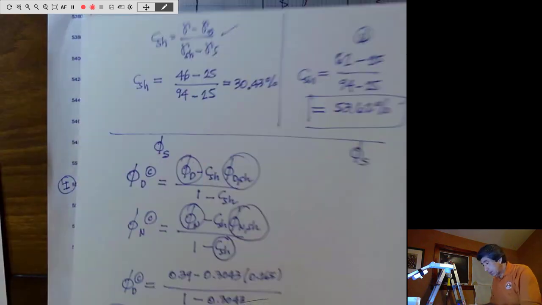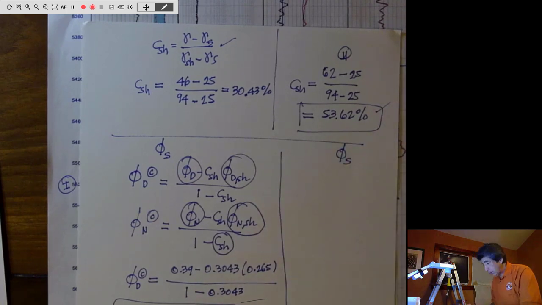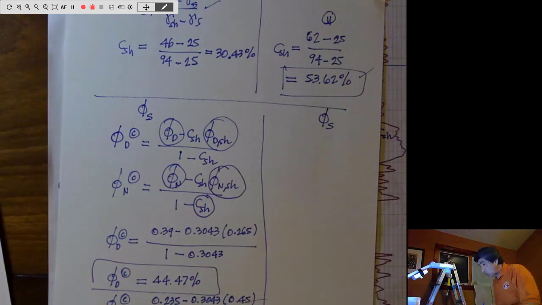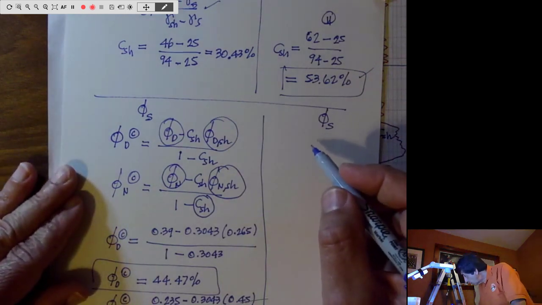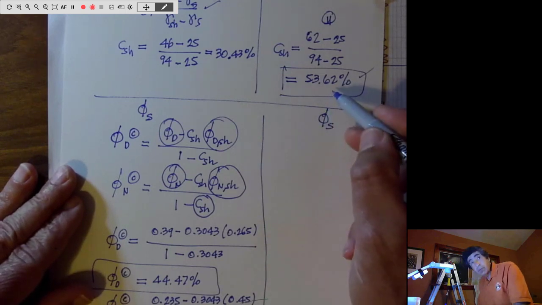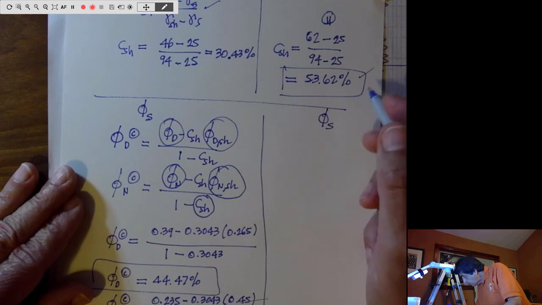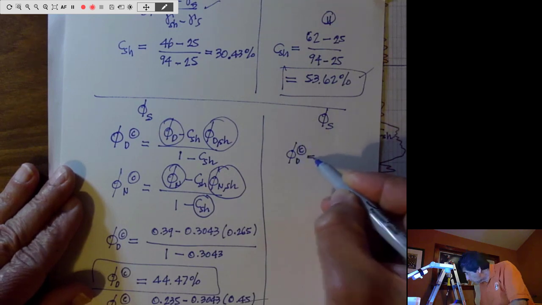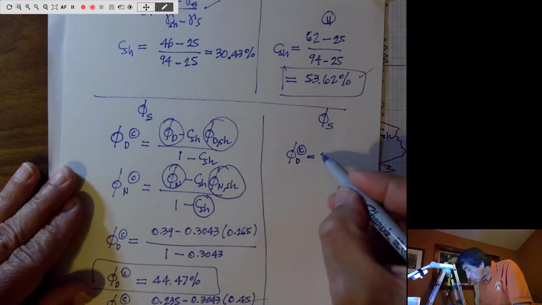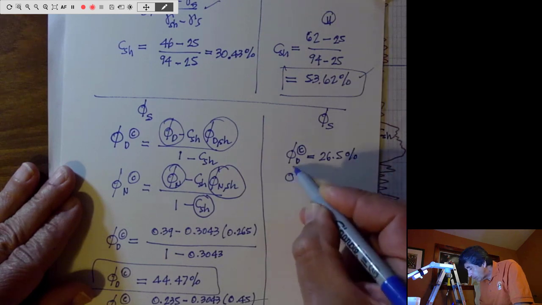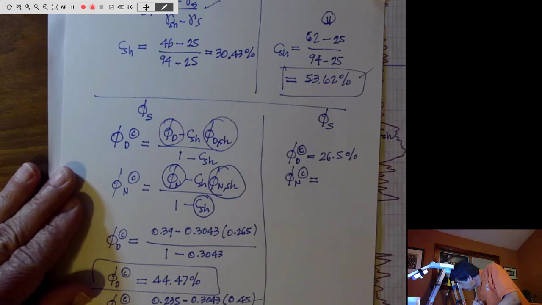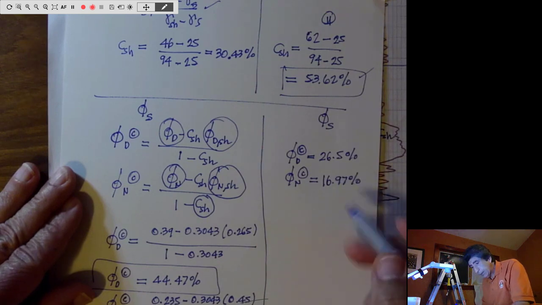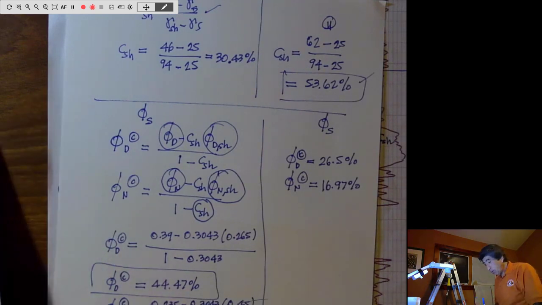If you take the same procedure, I'm running out of space here, but if you apply the same idea to the second sandstone, please do it, it's in the handouts. This is what you're going to find out. Of course, we have 53.62%. But if you do the analysis, you're going to find that in that particular case, the density corrected log becomes 26.5%, whereas the neutron corrected log, if you do the same process in that sandstone number 2, becomes 16.97. How about that?